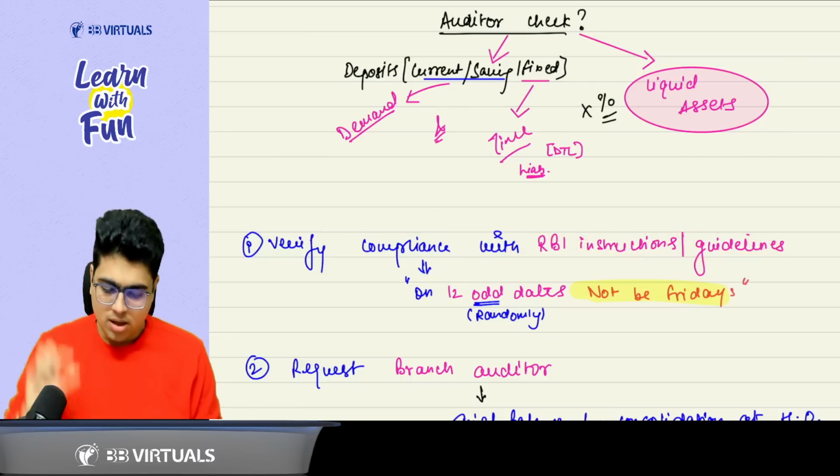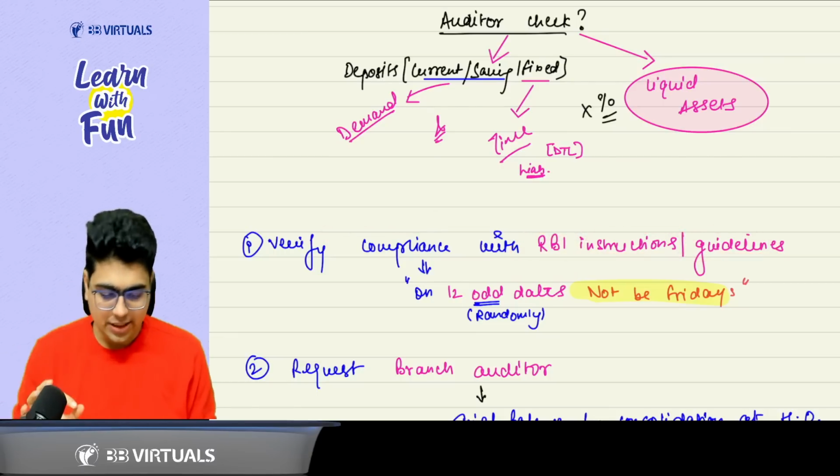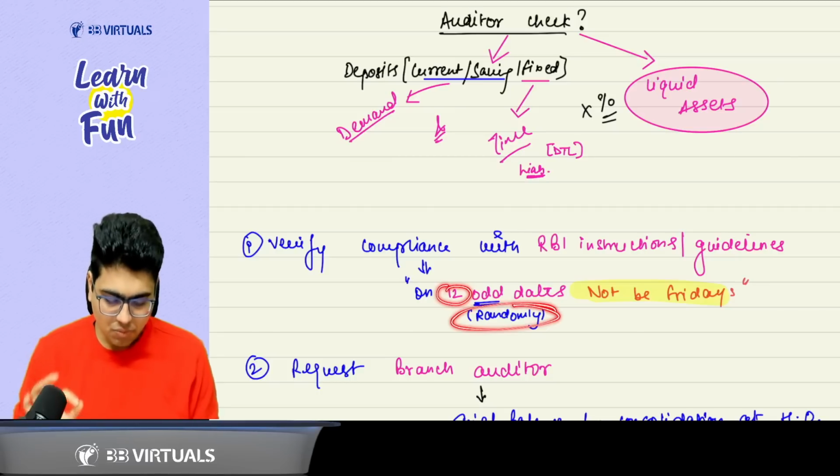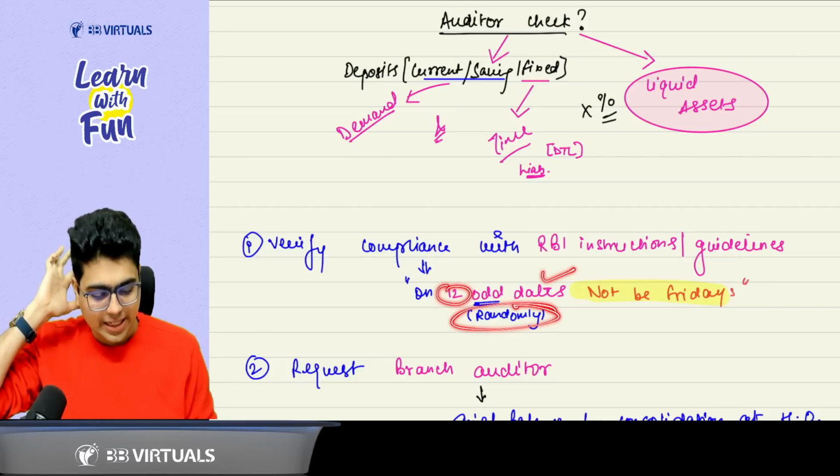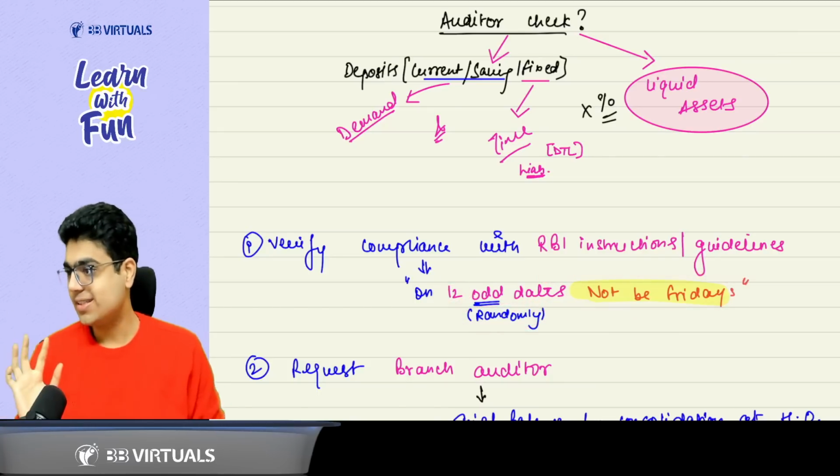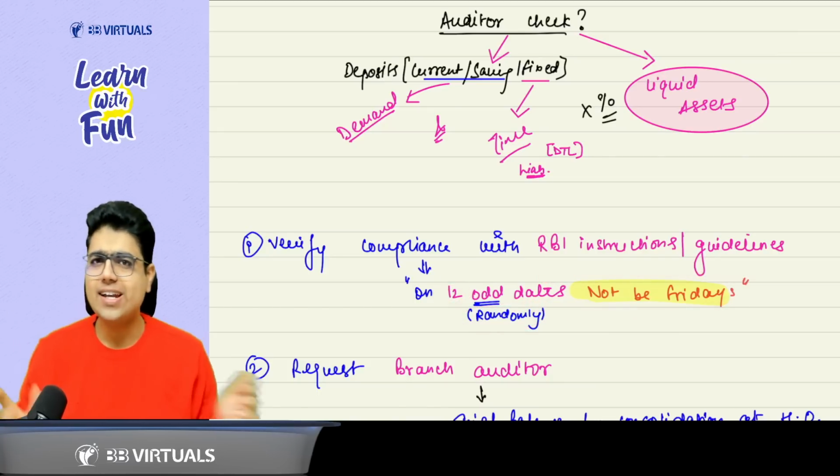Okay, sir. For this, you need to select 12 dates randomly, and remember it should not be Fridays. These should not be Fridays, sir. Why should it not be Fridays?